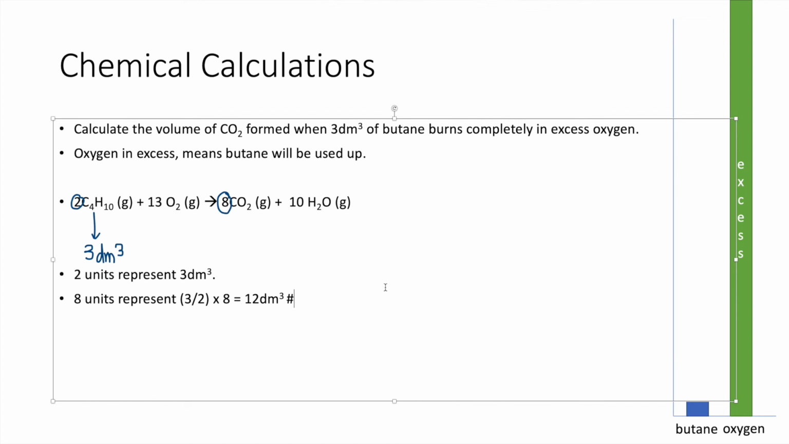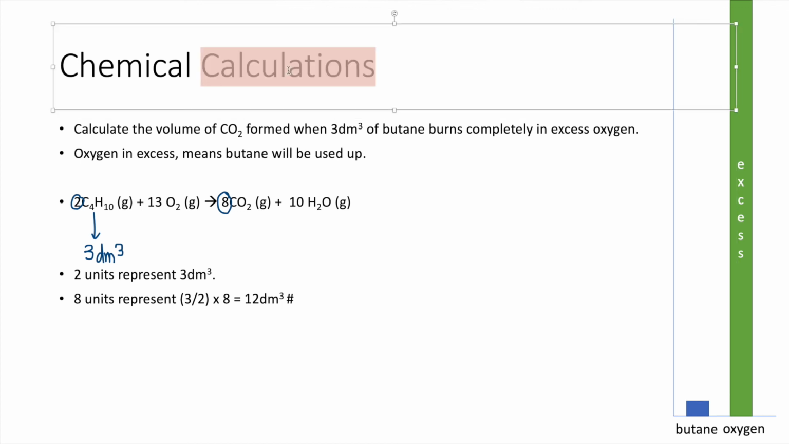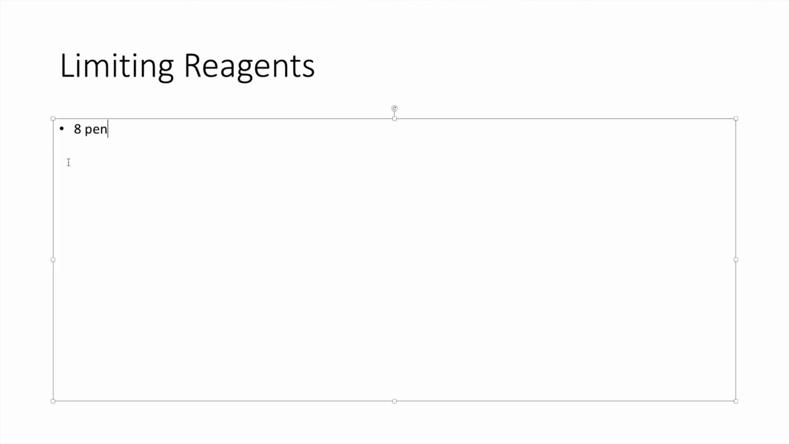Next, we talk about limiting reactants. So limiting reactant is, let's say for example, you have a shop that sells pens. You need a pen and a pen cap to be considered a complete product. If you have 8 pen caps and 10 pens, how many pens can you sell? You can actually only sell 8 because the pen caps are, in this case, the limiting reagent. It gets completely used up and there's no more to react.